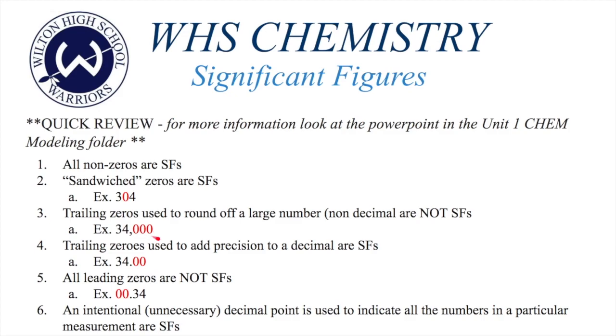Trailing zeros used to add precision to a decimal are sig figs. So, for example, 34.00, these last two zeros here are sig figs because they're adding precision. Rule number 5, all leading zeros are not sig figs. So the number 0.034, those zeros before it are not sig figs because they're leading zeros. And the last rule, an intentional unnecessary decimal point is used to indicate all the numbers in a particular measurement are sig figs.